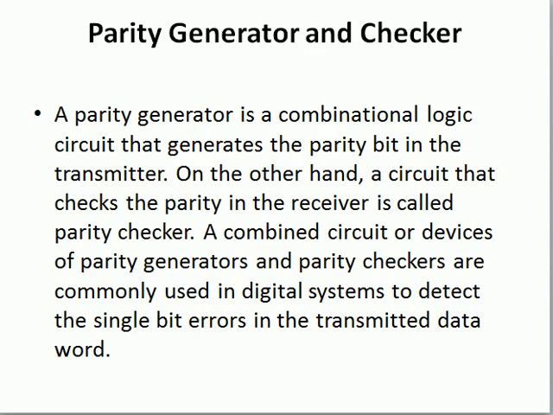When we are checking it at the transmission end, it is the parity generator, and when we are checking it at the receiver side, it is the parity checker. A combined circuit of parity generator and parity checker is commonly used in digital systems in order to detect single bit errors in the transmitted data word.